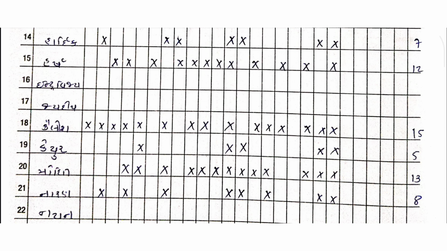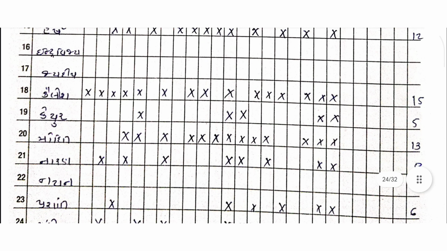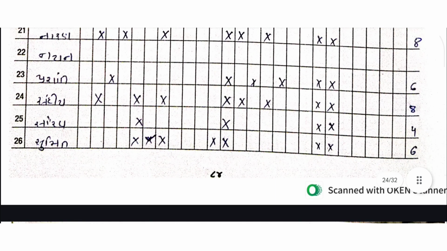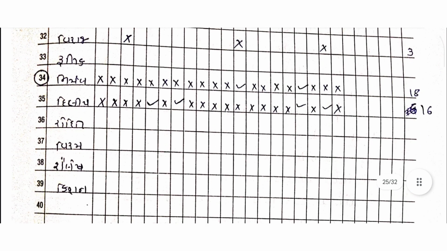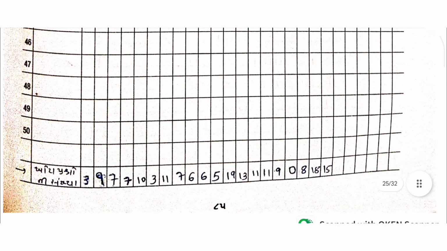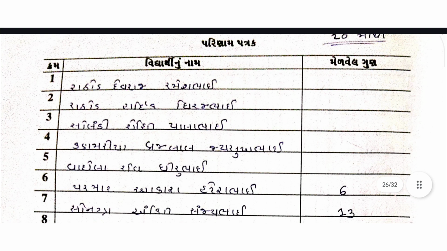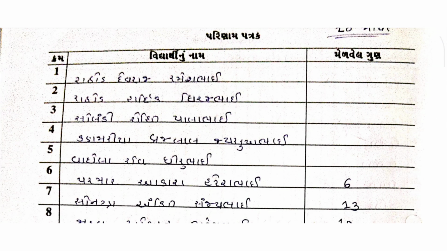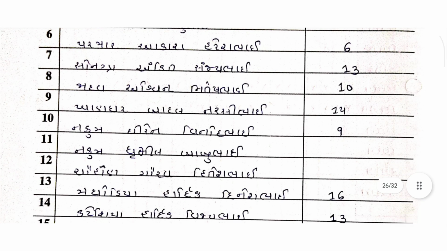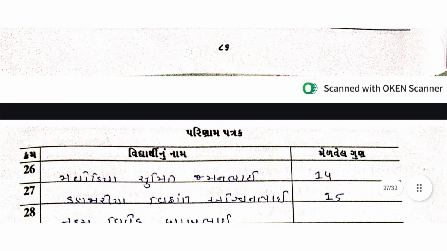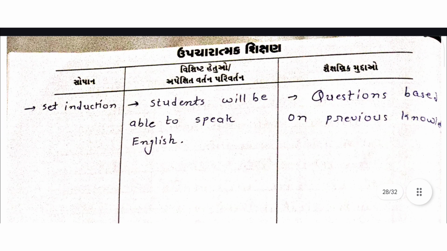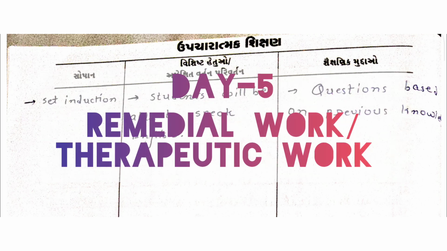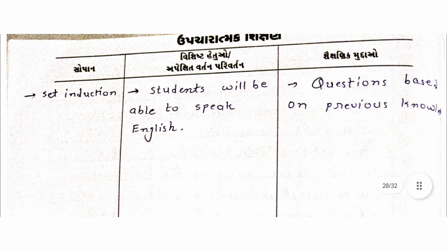As you can see on the screen, there are numbers on the right side of the screen which indicate marks of students. Here I have written the name of students and their obtained marks. It is the lesson plan of day 5 for remedial work. Questions based on previous knowledge.